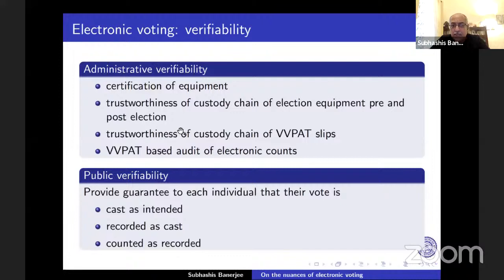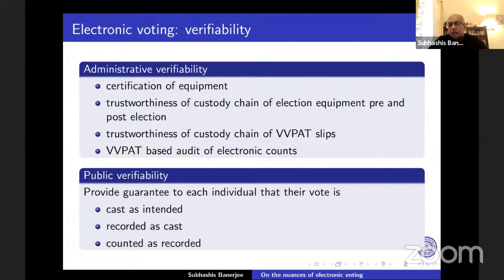Now, much stronger verifiability is possible by using computer science. Computer science has a rich history of studying electronic voting for over 40 years. And you can give mathematical guarantees that every vote is cast as intended, recorded as cast, and counted as recorded. Recorded as cast means that you can show that it is recorded correctly just before you start counting. So you can give a proof to every individual, as a theorem, that all these guarantees are met and there are no spurious vote injections.